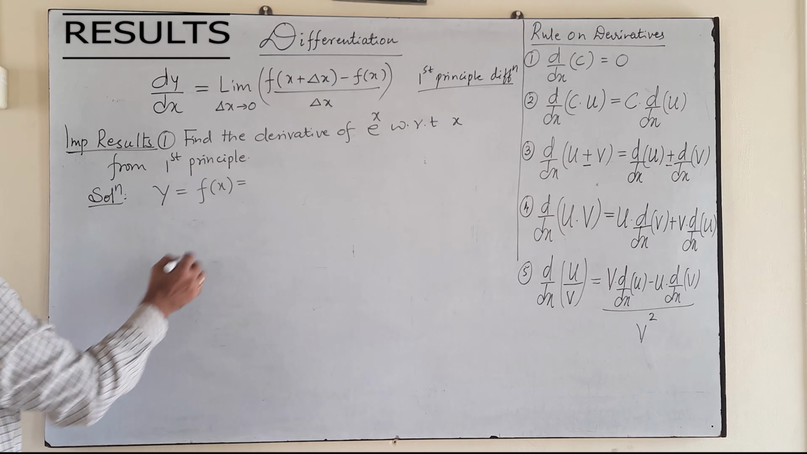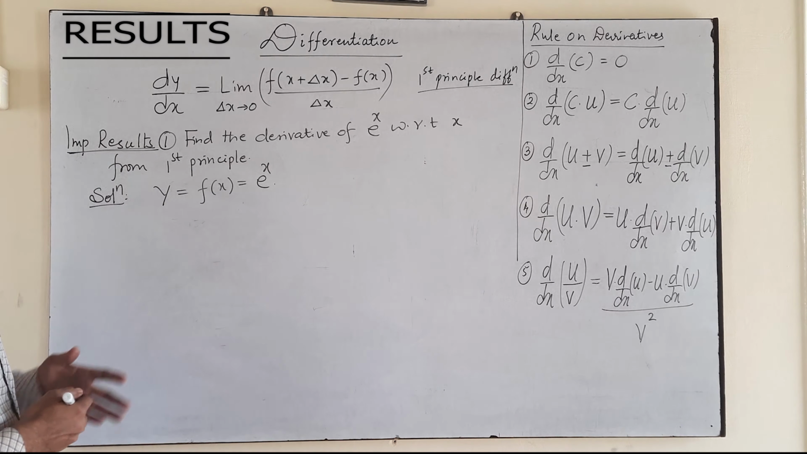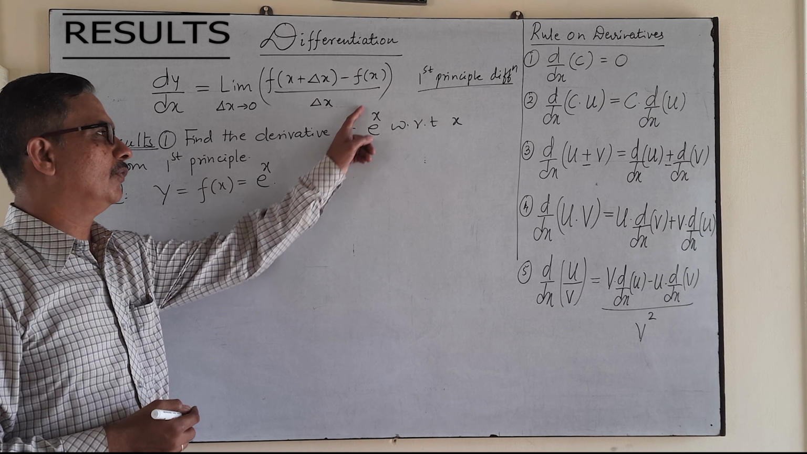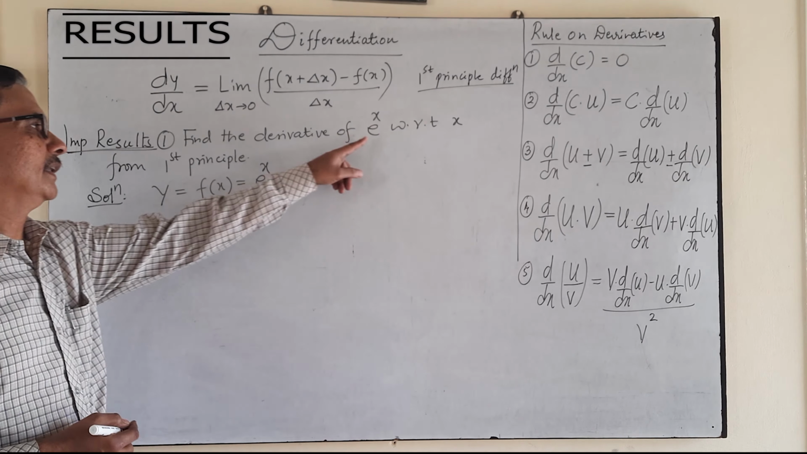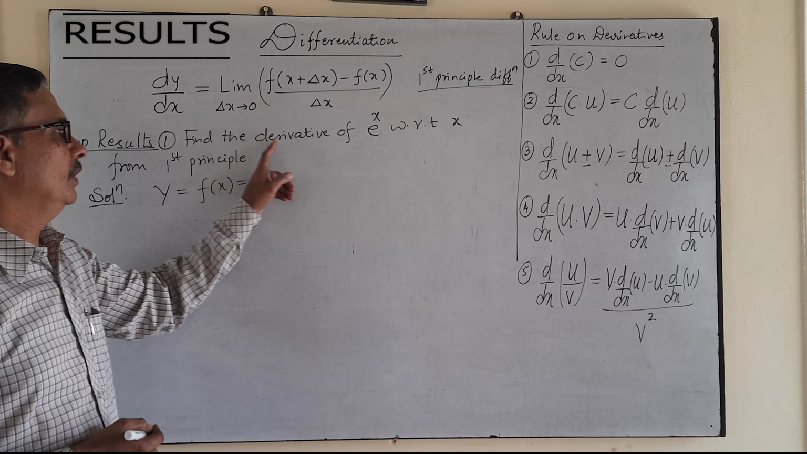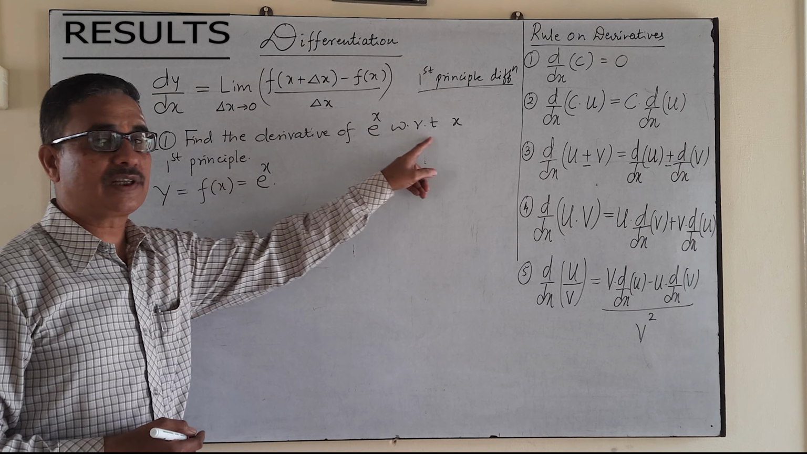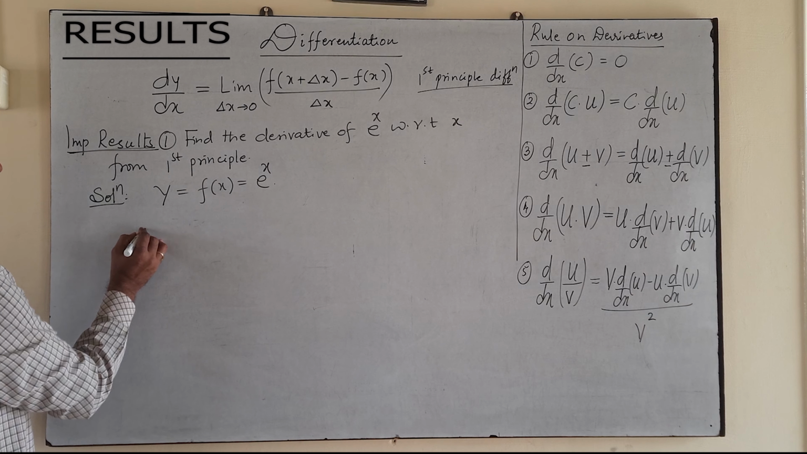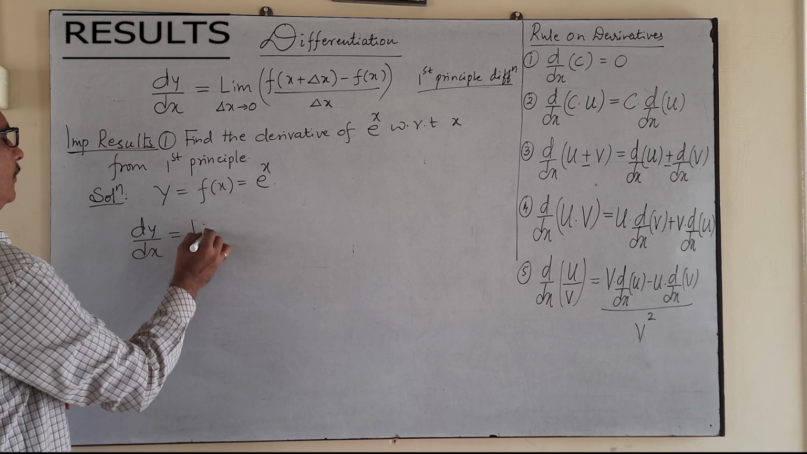Mathematically y is equal to f of x, where f of x is given as e power x. Now the question is to find the derivative of e power x. Let e power x be denoted by y. We need to find the derivative of y with respect to x. The derivative of y with respect to x, dy by dx, is equal to, what is the formula?